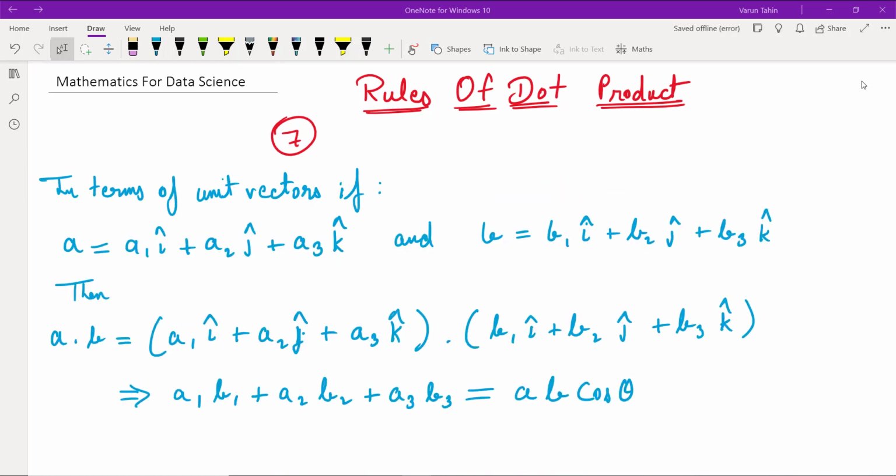Now the seventh and the last rule is in terms of unit vectors. If A is equal to a1 i hat plus a2 j hat plus a3 k hat and B is equal to b1 i hat plus b2 j hat plus b3 k hat, then A dot B will be represented by a1 b1 plus a2 b2 plus a3 b3, which is equal to AB cos theta.